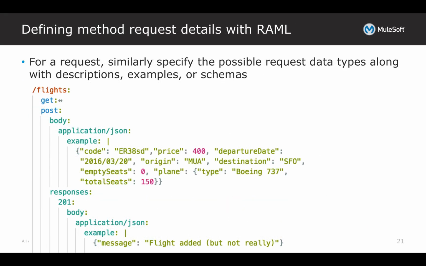Defining method request details with RAML. Very similar idea. For a request, you can similarly specify possible request data types along with descriptions, examples, or schemas. In this case, you can see rather than being under the response of post, there's a body application JSON example. This defines the request of what should be expected to be sent to the flights resource. Schemas can especially be helpful when defining requests because schemas can get enforced in the implementation. We'll talk more about this later.